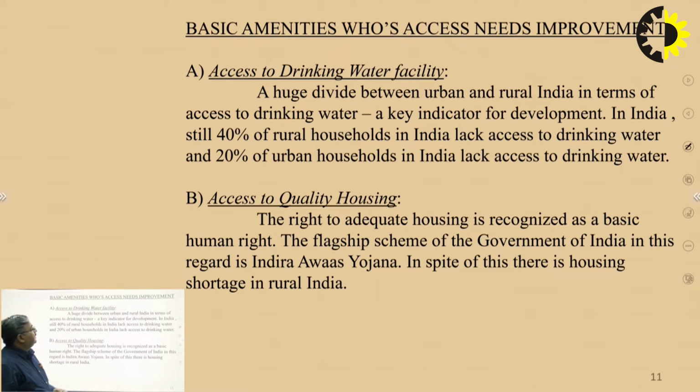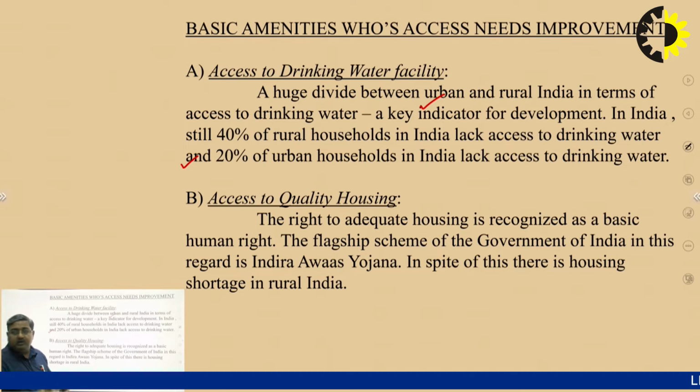A huge divide exists between urban and rural India in terms of access to drinking water, a key indicator for development. In India, still 40% of rural households lack access to drinking water, and 20% of urban households lack access to drinking water, though the government is playing an active role and is changing and implementing a number of policies to ensure that drinking water reaches every nook and corner and every person living in any area of the nation.